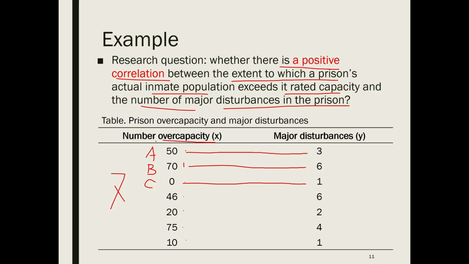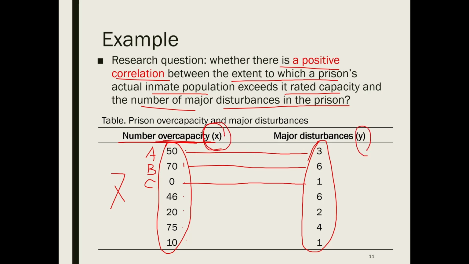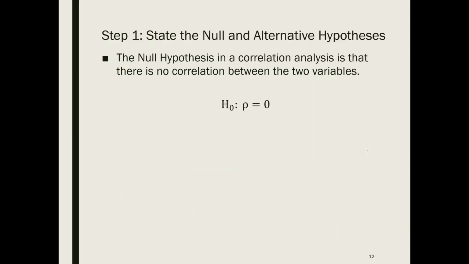Now again, you can see the number of overcapacity here is a continuous variable. The major disturbance here is a count, and it's also a continuous variable. For two continuous variables, we are going to use correlation. In this formula we assume that overcapacity is x and the major disturbance is y. So let's go through the 5 steps.